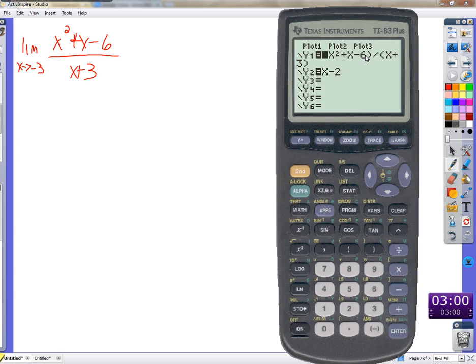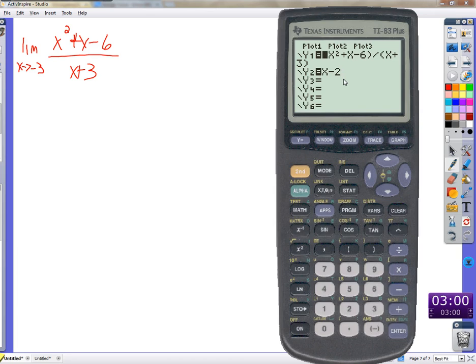Now, is this function the same as this function? No. Why? The graph has a hole. If there's some way that they differ, they're not the same. Right? In every other way, they're the same, but at negative 3, there's a hole in this one and not in this one, so they're not the same function.